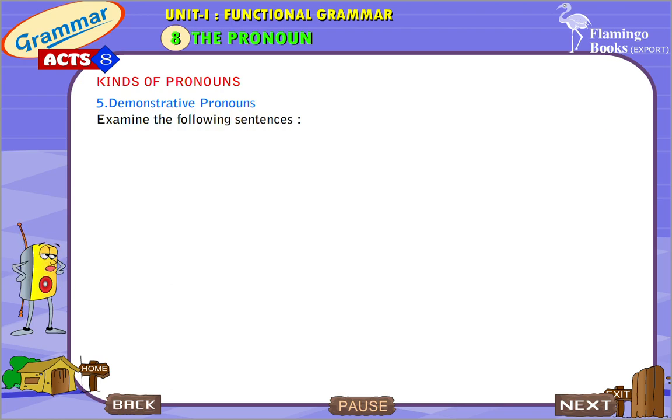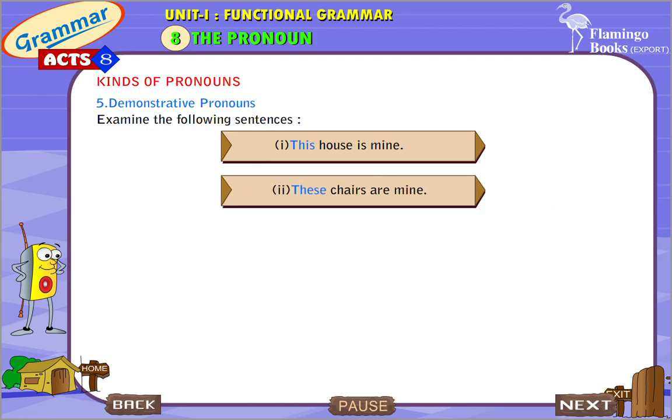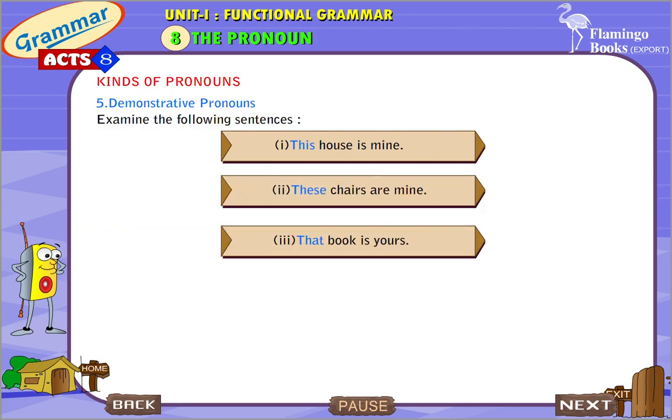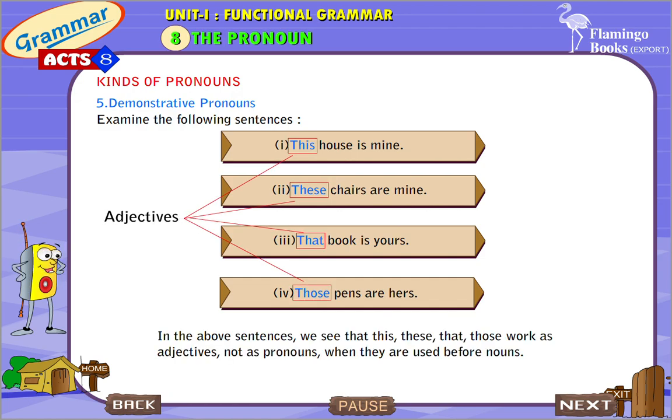Examine the following sentences. This house is mine. These chairs are mine. That book is yours. Those pens are hers. In the above sentences, we see that this, these, that, those work as adjectives, not as pronouns, when they are used before nouns.